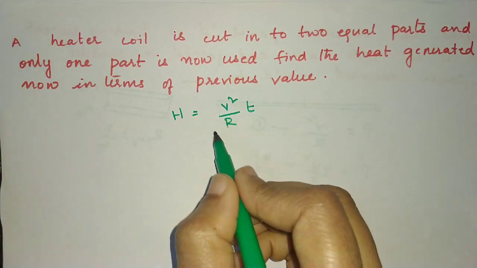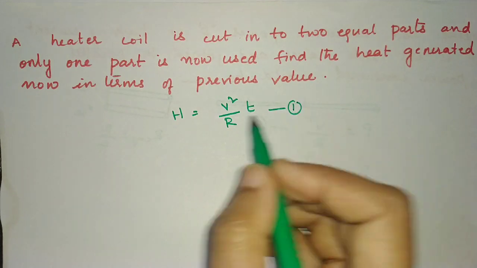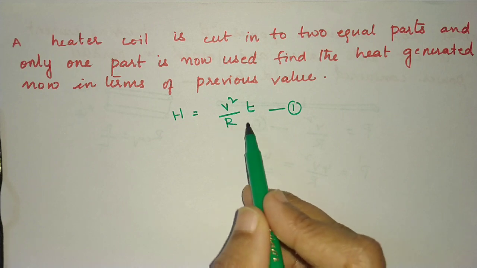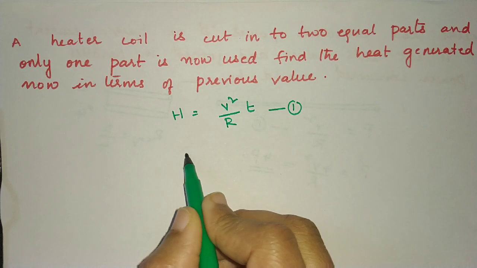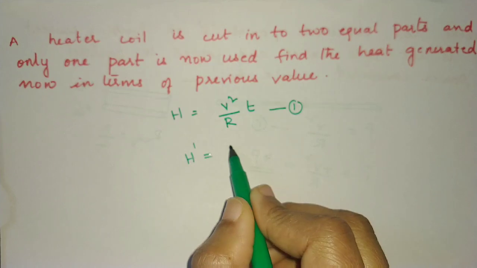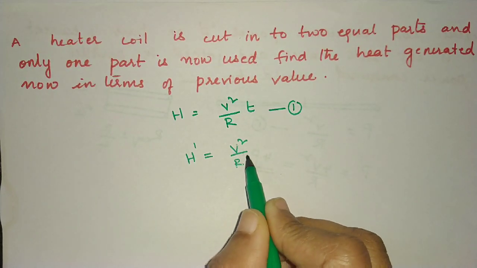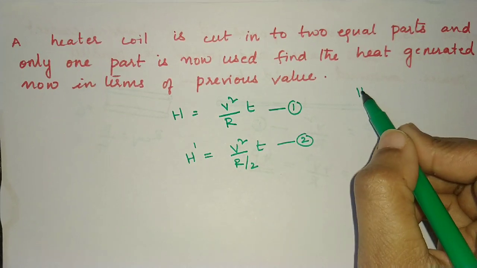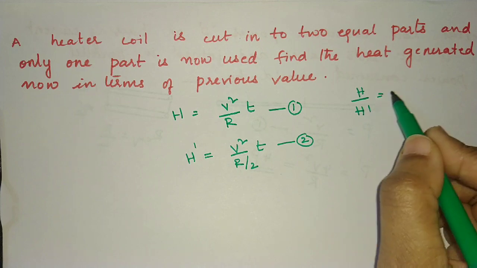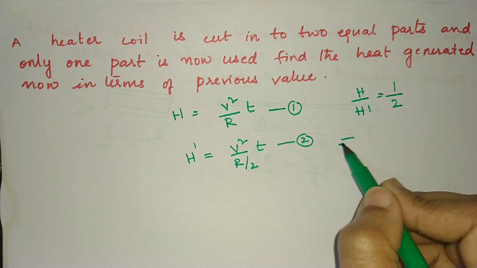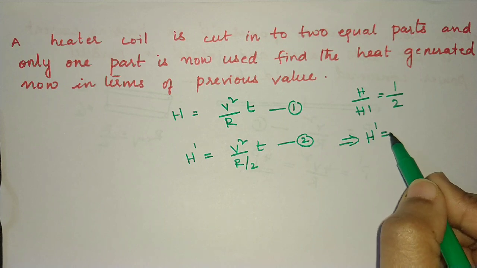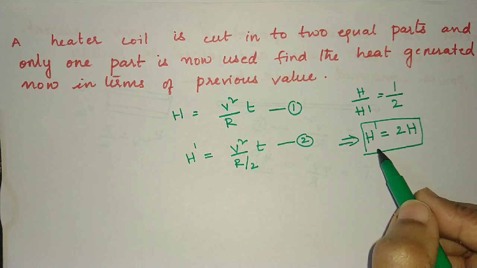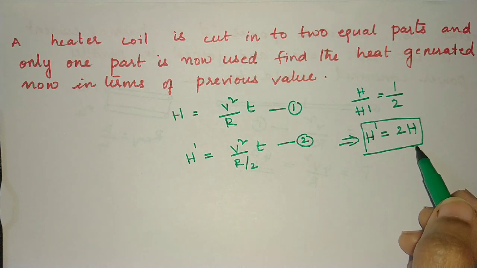Previously the resistance was R. Now when you cut the heater into two equal parts, length will reduce to half, so R also reduces to half. So the new heat generated will be V square by R by 2 for the same time, call this H dash. H by H dash will be 1 by 2. Implies what is the amount of heat generated equal to 2H. Since resistance has decreased, the amount of heat generated would increase. It's becoming double the previous value.